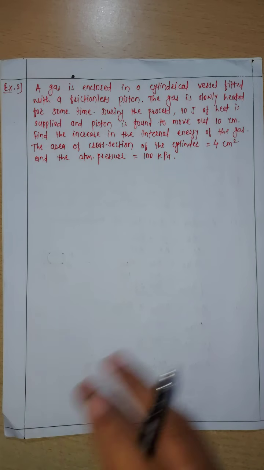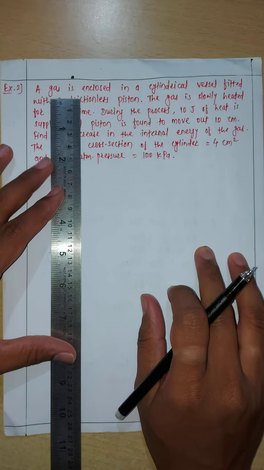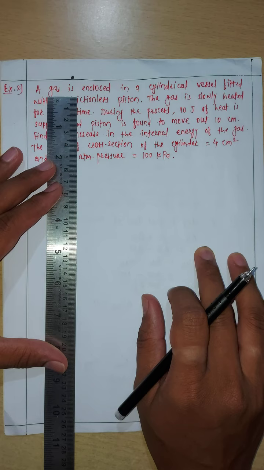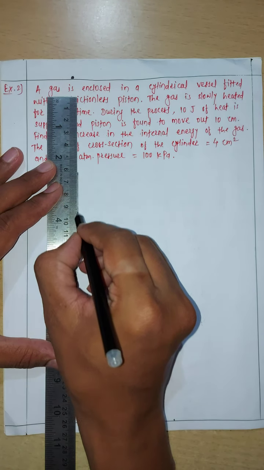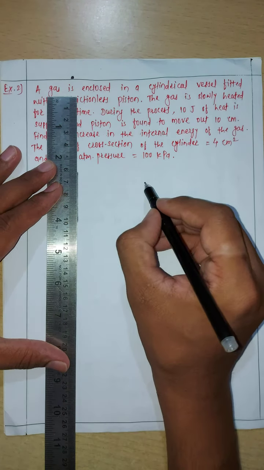So first of all, we will understand what is given in that particular process. We should draw here a particular vessel, a cylindrical vessel, which will be containing that piston. So here we can draw that.